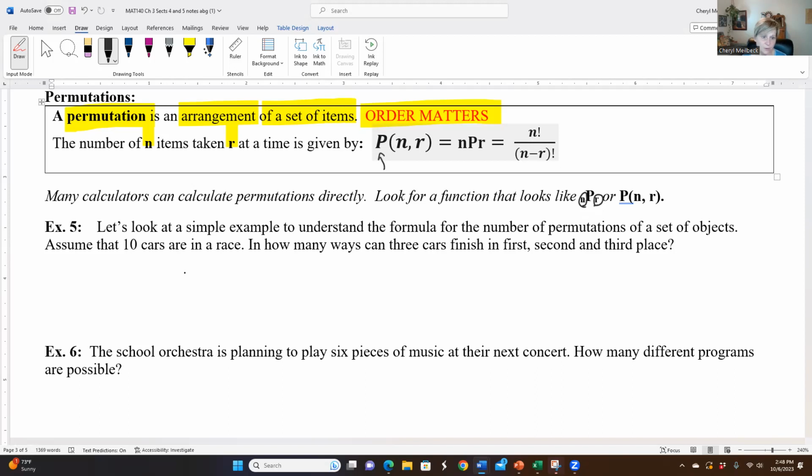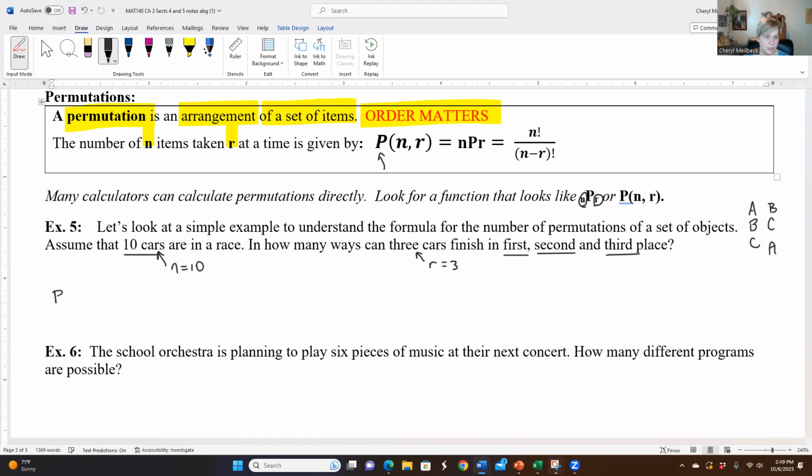So let's look at example 5, where it says you have 10 cars in a race. In how many ways can 3 cars finish first, second, and third? Now in this case, it'll be different if you have the order A, B, C versus the order B, C, A. So in this case, we would say order matters, and we'd use a permutation. So this is the way the formula works. Here, n is the total number of cars, so that would be 10. And r, we're talking about 3 cars finishing, so r would be 3.